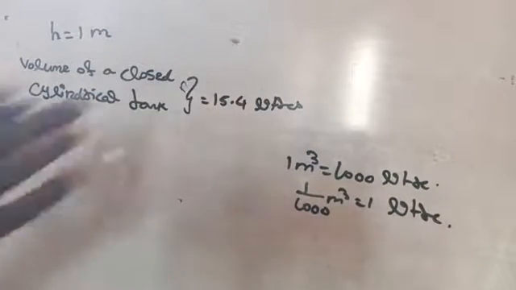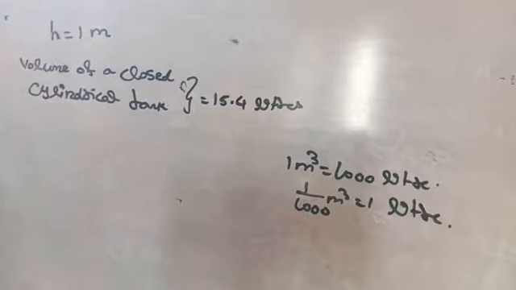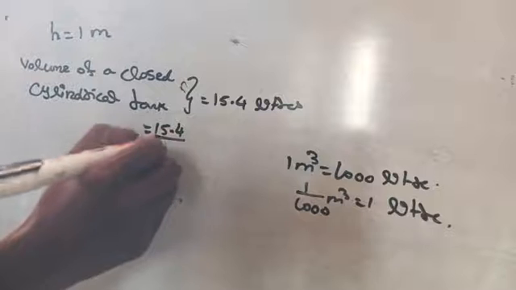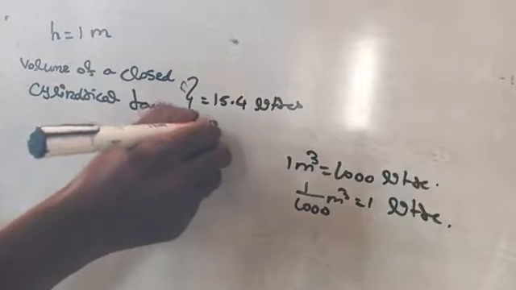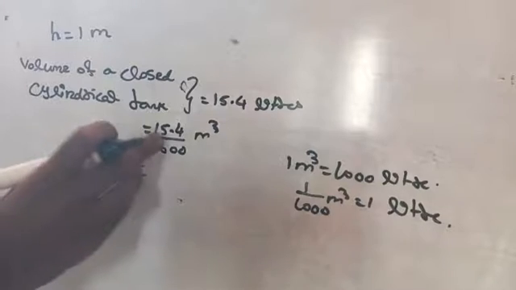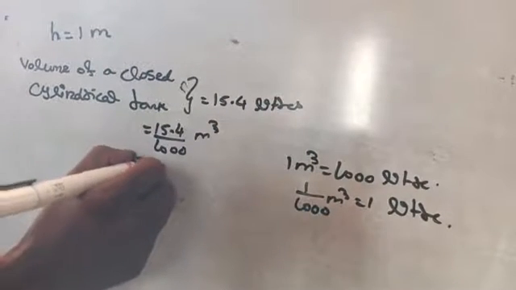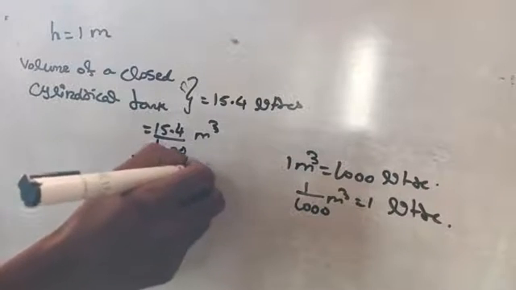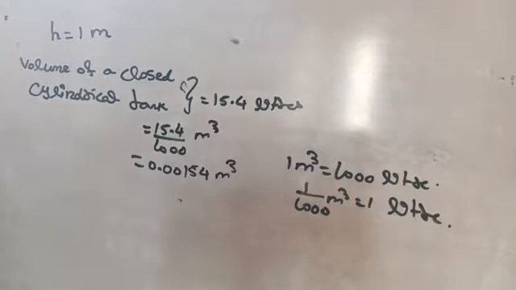So convert this liter into meter cube, because height is given in meter. So 15.4 by 1000 meter cube. You have to correct 3 decimal places in the numerator. So it is 0.00154 meter cube. Are you getting here? 0.00154 meter cube.